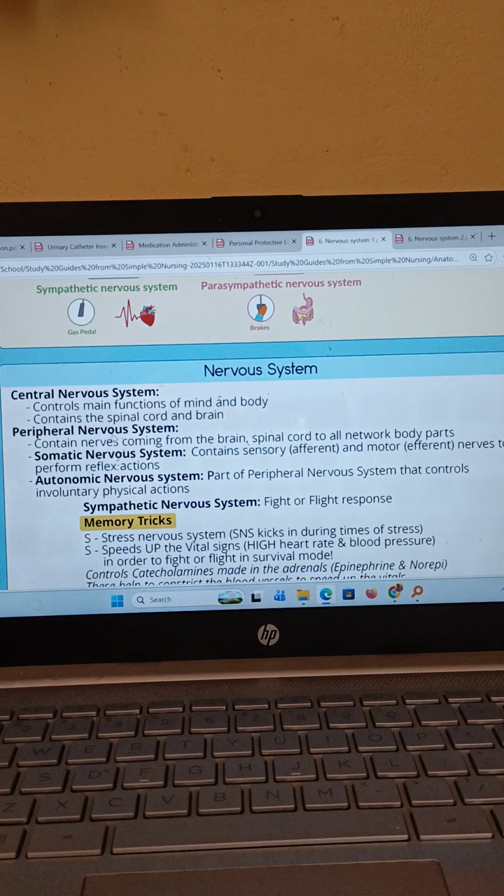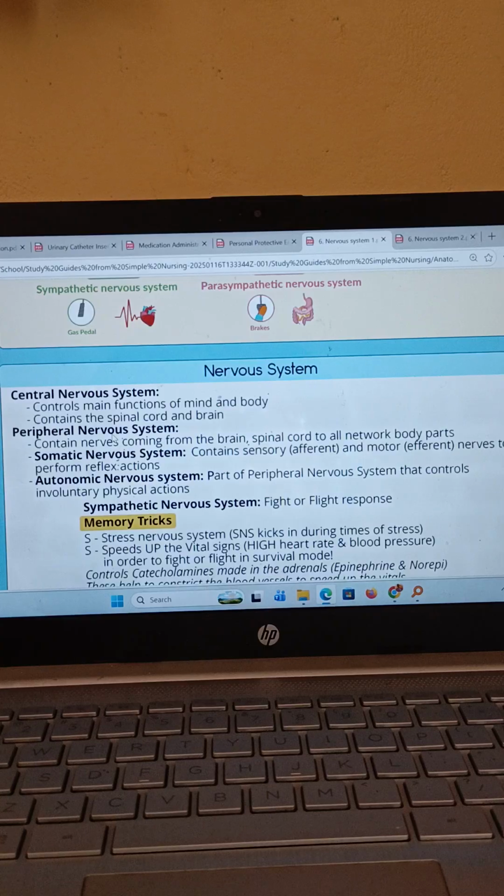For the somatic nervous system, it contains sensory nerves, which we term afferent, and motor nerves, which are efferent nerves. The function of the afferent and efferent nerves is mainly to perform reflex actions. That's about the somatic nervous system. What about the autonomic? Autonomic is the part of the peripheral nervous system that mainly controls involuntary physical actions.